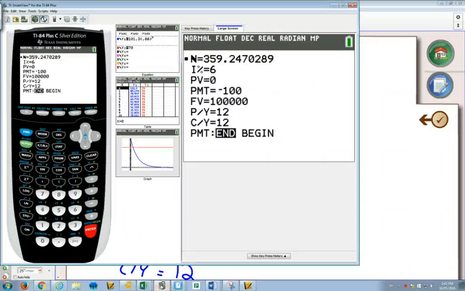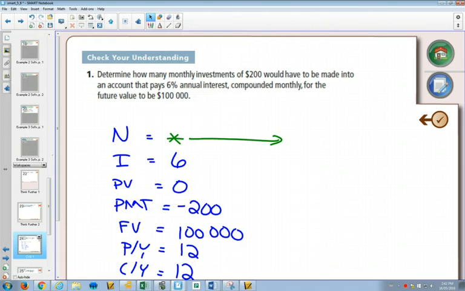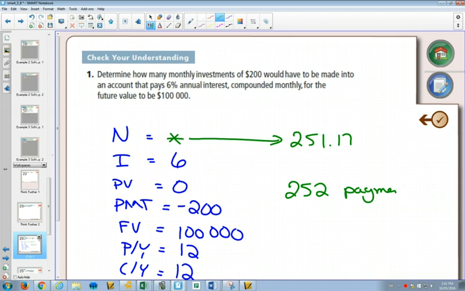So again, we go to our calculator. Now the payments per month are $200. We still want $100,000. We can go to N, and again, how to solve for something, push alpha and then enter because the word solve is above the enter button. And we get 251.17, so 252 payments.